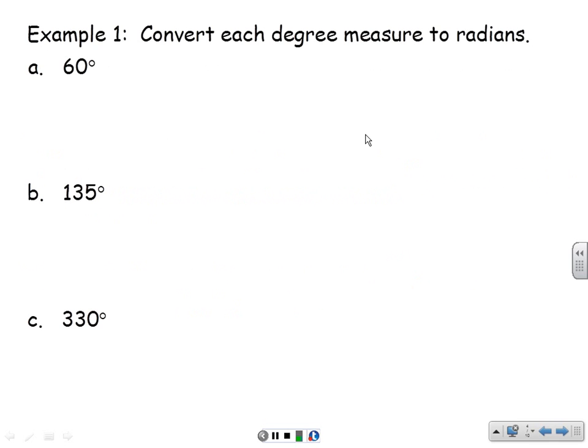Okay, so let's try this. Convert each degree measure to radians. So if we're starting with degrees, remember we're going to multiply by pi over 180 degrees. And so degrees will cancel out and you're left with the pi. And so we can reduce, understand this is 60 over 1, so 60 will go into itself 1 time, and 60 will go into 180 3 times. So that's going to be pi over 3. So 60 degrees is the same as pi over 3 radians.